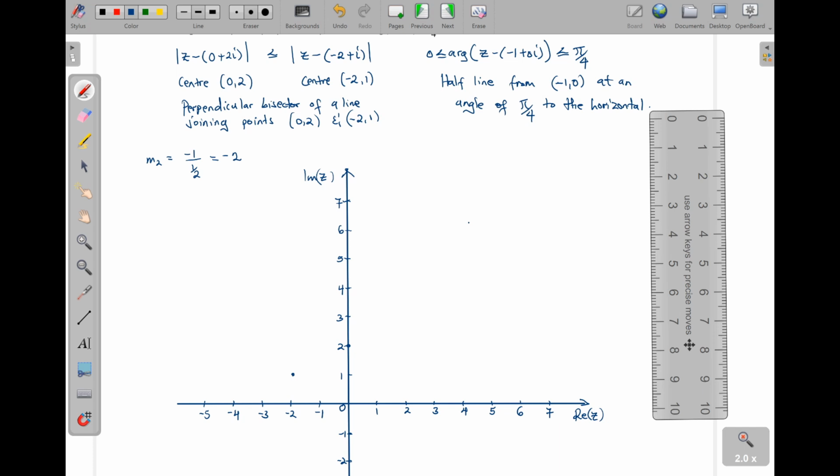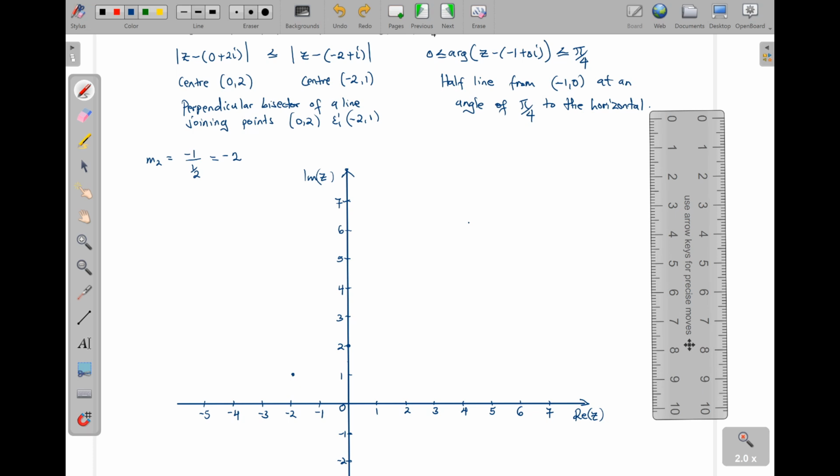So what is the midpoint of these 2 points? So 0 plus -2, that is -2, divided by 2, -1. So I have -1. And then 2 plus 1, that is 3, divided by 2, that is 1.5. So -1 and 1.5.